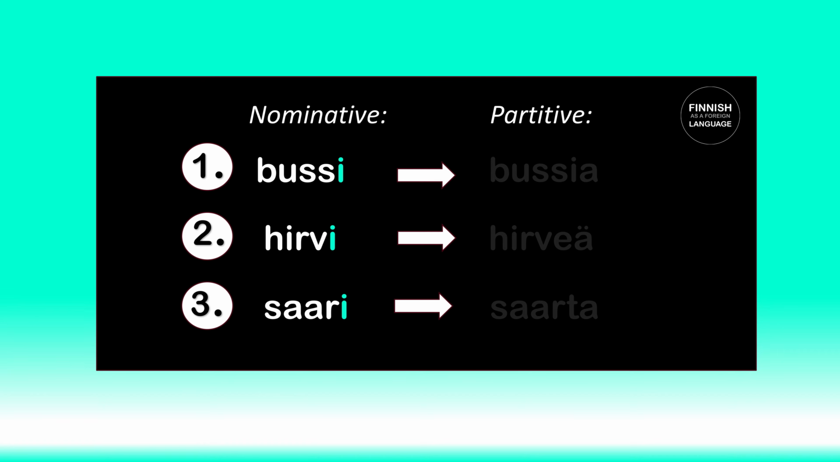When we have the word bussi, then the partitive is bussia. When we have the word hirvi, then the partitive is hirvä. However, when we have the word saari, then the partitive is saarta. So what we see here is that all the words on the left side do end with an I, but when we want to form the partitive case, then we have some differences. Now let's figure out what these differences are actually about.